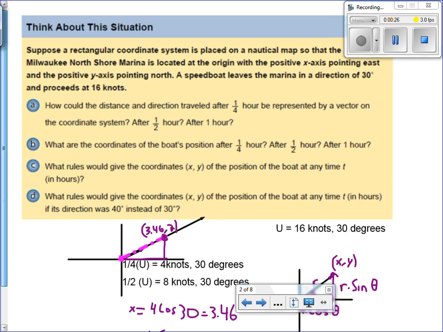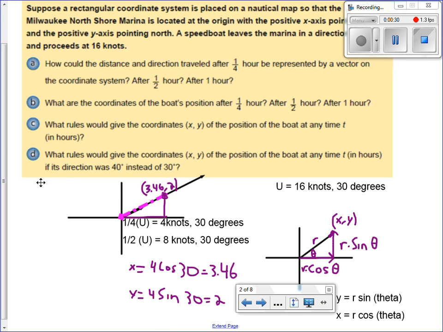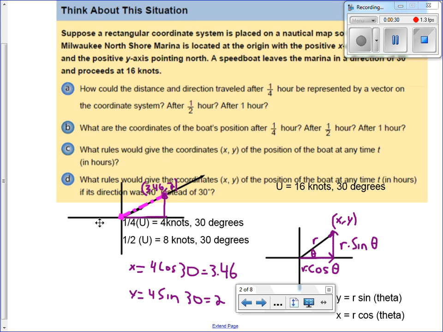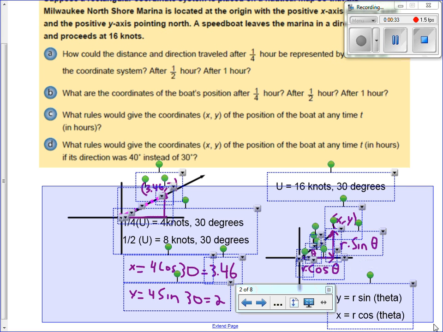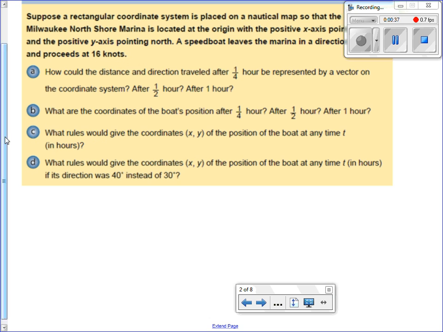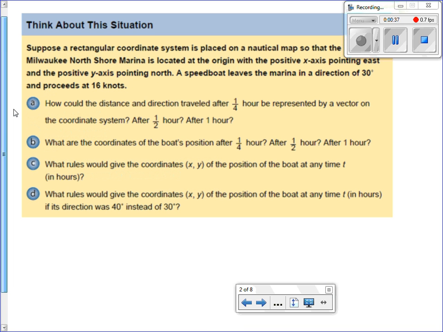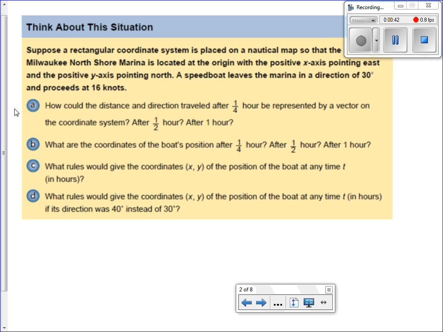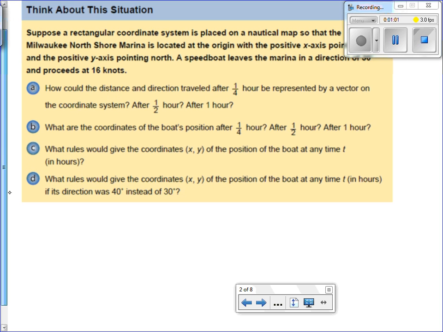In our think about, let me delete this from earlier because I don't want it here. Suppose a rectangular coordinate system is placed on a nautical map so that Milwaukee National Marina is located at the origin with a positive x-axis pointing east and a positive y-axis pointing north. So what we're saying here is we now are going to put our vectors on a coordinate plane. The speedboat leaves the marina in a direction of 30 degrees and proceeds at 16 knots.